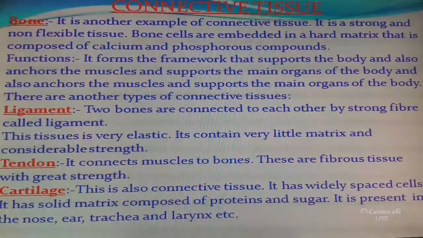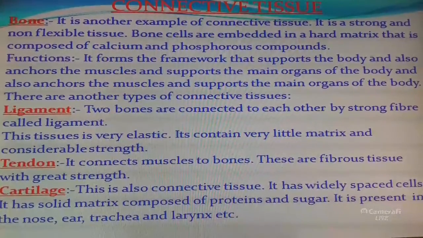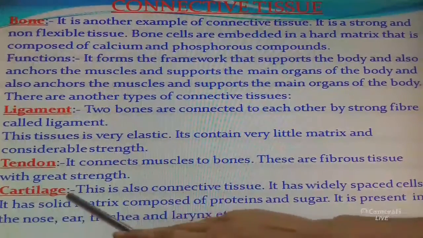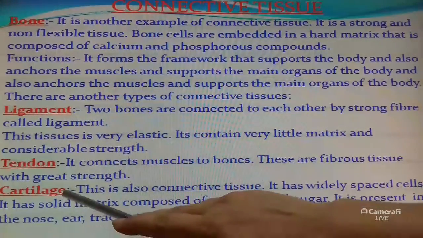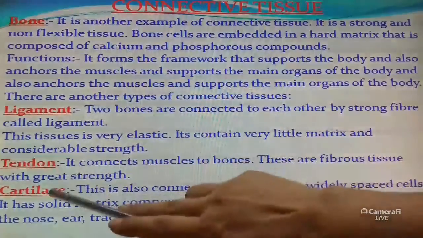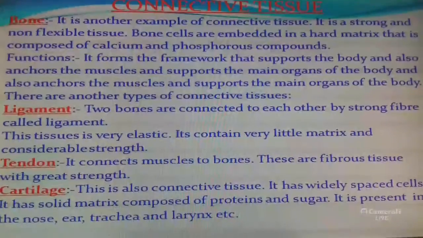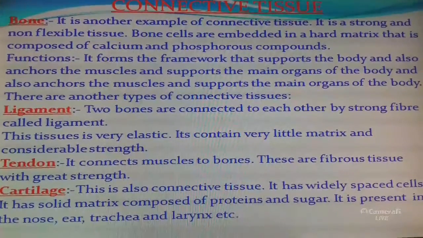Another skeletal tissue is cartilage. There are two skeletal tissues: one is bone and another is cartilage. Cartilage is also a connective tissue. It has widely spaced cells.